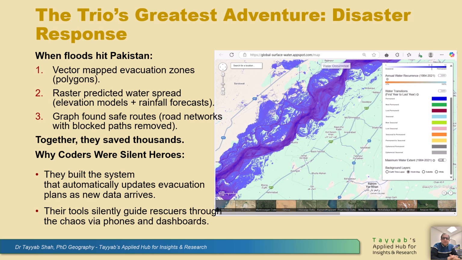So why were coders the silent heroes? Because they built systems that automatically update evacuation plans as new data arrives. So their tools silently guide rescuers through the chaos via the phones and dashboards they built.